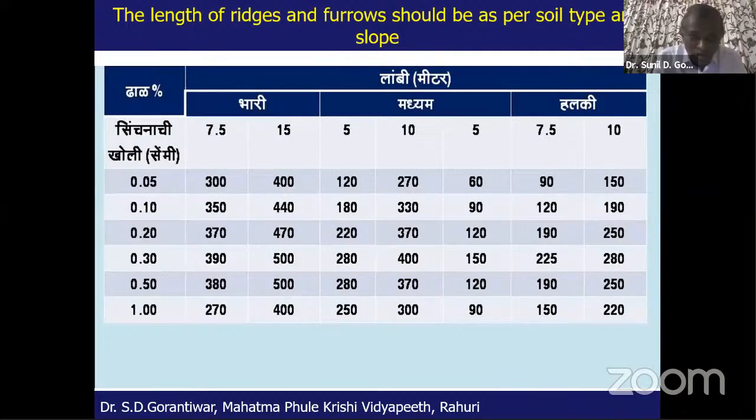And there are types of soil. The first column is for the depth of the irrigation, and the subsequent columns are for the heavy soil, medium soil, and light soil. So you see that the length of the furrow depends on the depth of the irrigation to be applied, and at the same time the type of the soil as well. Such kinds of layouts are available for border irrigation and for check basin irrigation method as well. So we need to adopt those layouts, and then only we'll be able to get the proper irrigation efficiency.